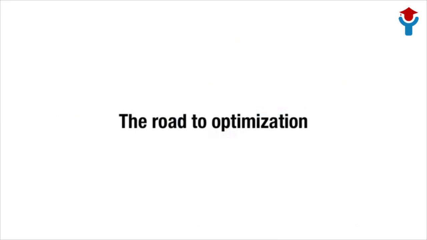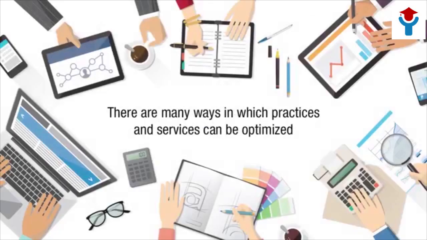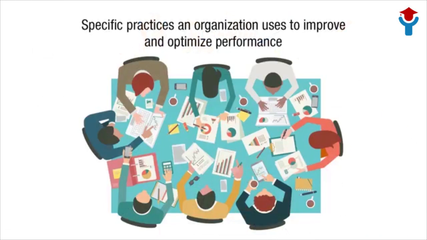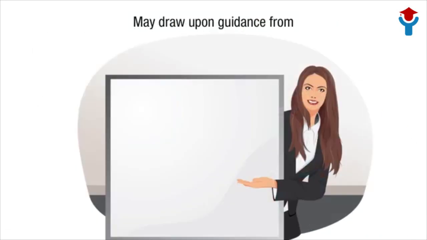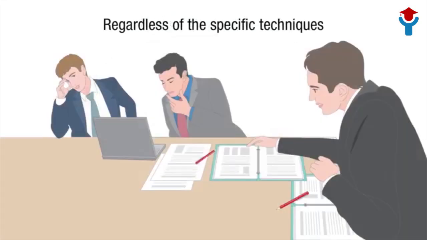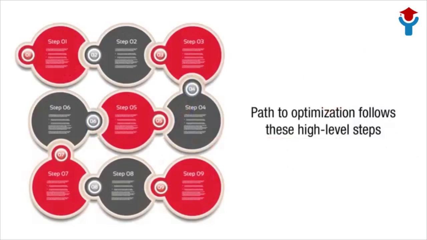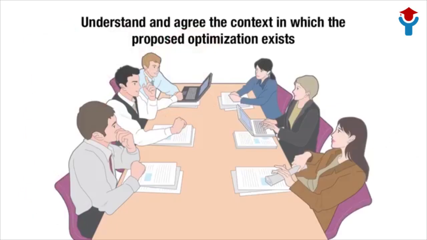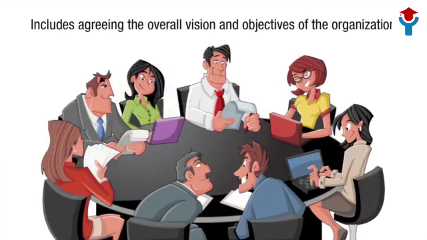The road to optimization. There are many ways in which practices and services can be optimized. The specific practices an organization uses to improve and optimize performance may draw upon guidance from ITIL, Lean, DevOps, Kanban, and other sources. Regardless of the specific techniques, the path to optimization follows these high-level steps. Understand and agree the context in which the proposed optimization exists. This includes agreeing the overall vision and objectives of the organization.